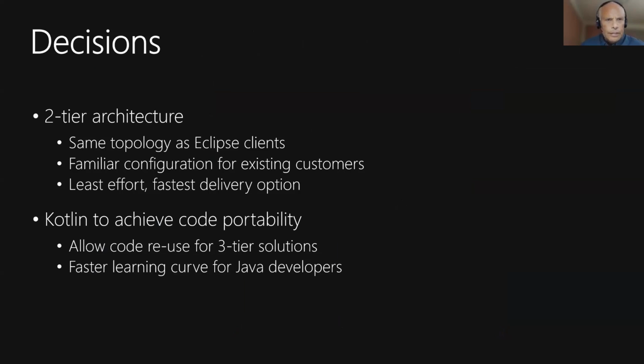So these are the decisions we made. We chose a 2-tier architecture because it offered the same topology as the Eclipse client, which we know is tried and tested and robust. It's a familiar configuration for existing customers. There's no server-side changes on the mainframe. And from a development perspective, it was the least amount of effort because we didn't have to develop that mid-tier transformation logic. And we chose Kotlin to achieve code portability. So this would allow us to reuse code from our 2-tier solution in any possible future 3-tier architectures. It also offered a faster learning curve for our Java developers. Next slide, please.